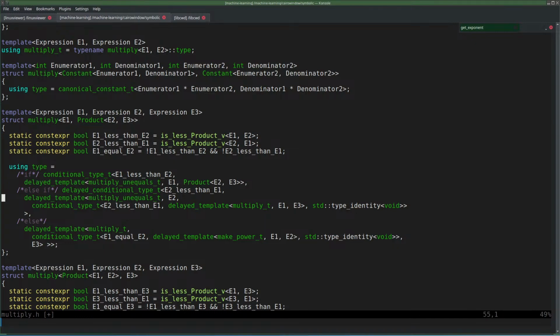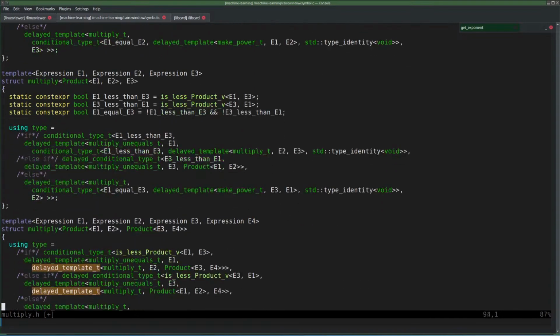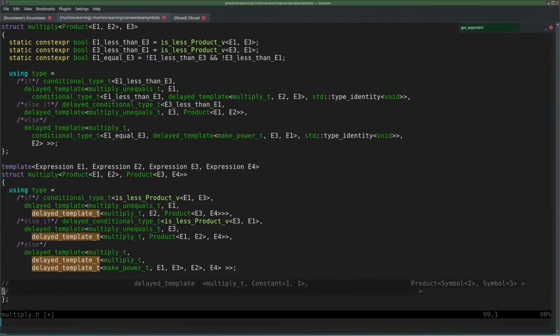Multiply is a beast. Okay, why is this commented out? Oh, okay. Never mind.